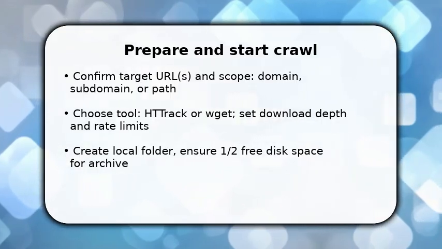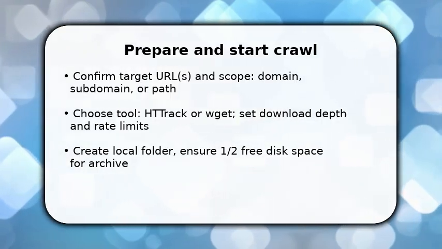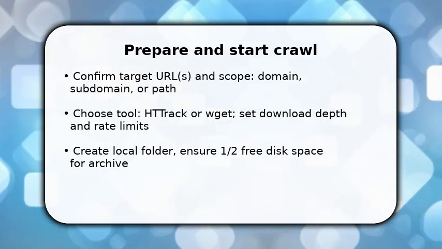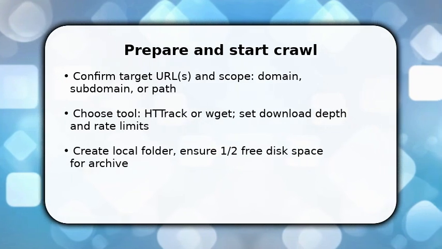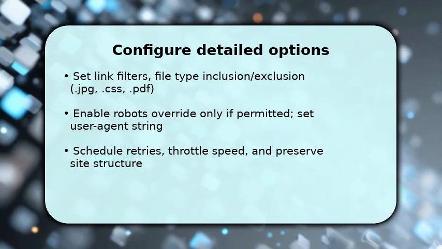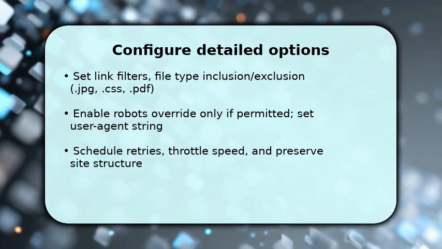Make a local project folder and verify at least 1/2 of your expected archive size is available. Then run a short test crawl of a few pages to confirm links and assets download as intended. Once the test succeeds, refine the settings so the mirror matches your needs.